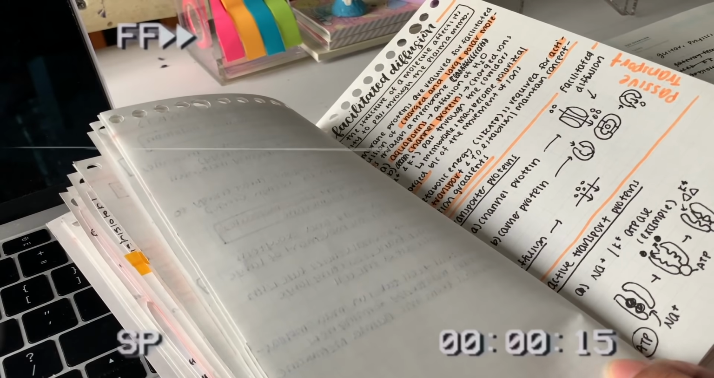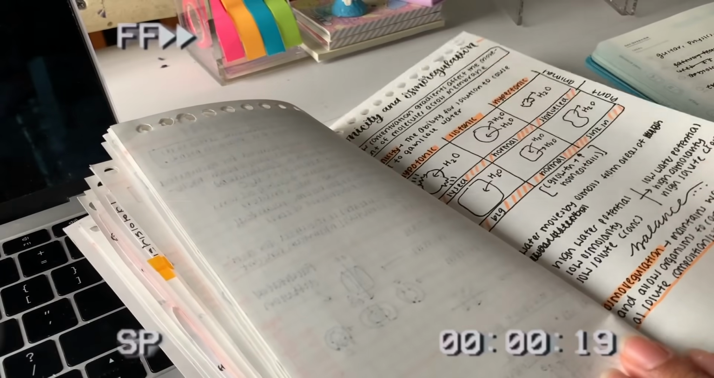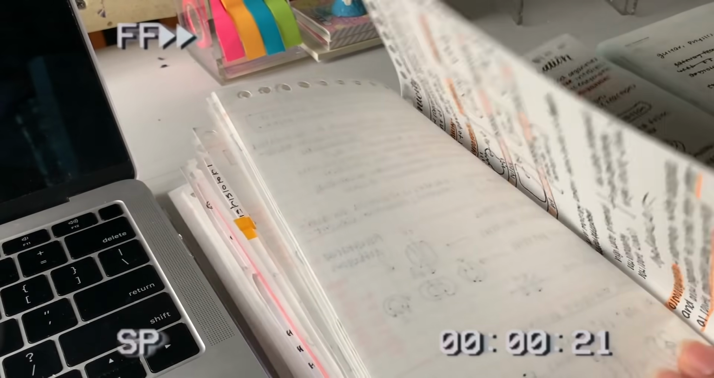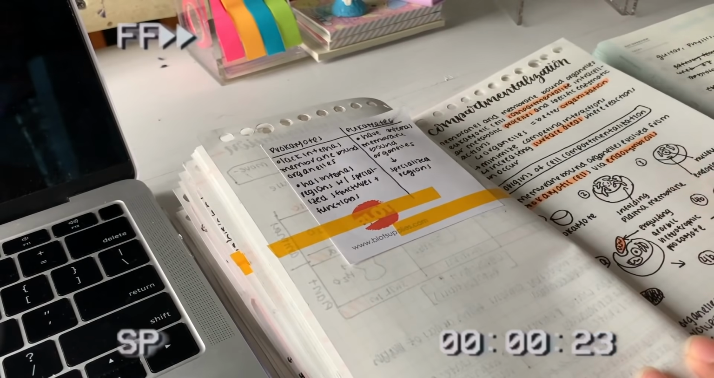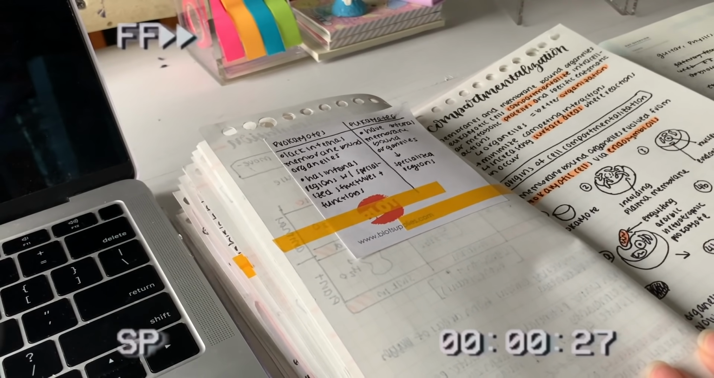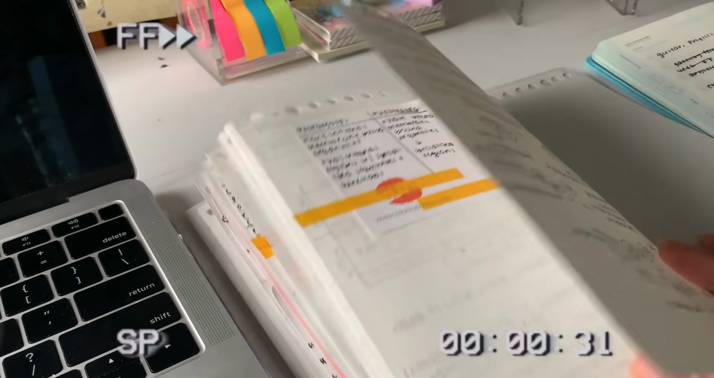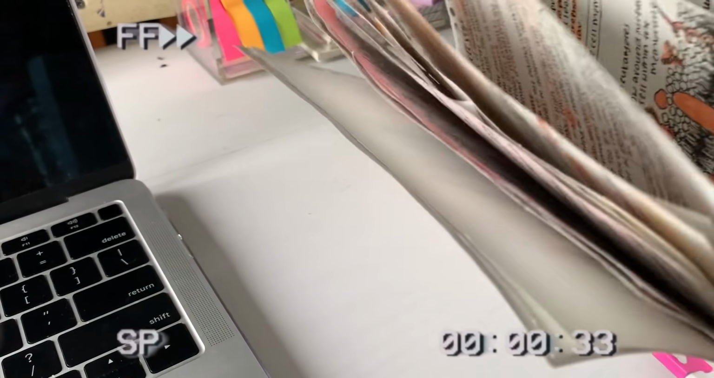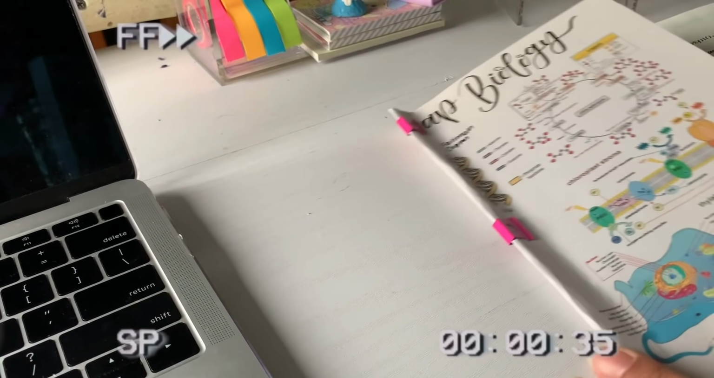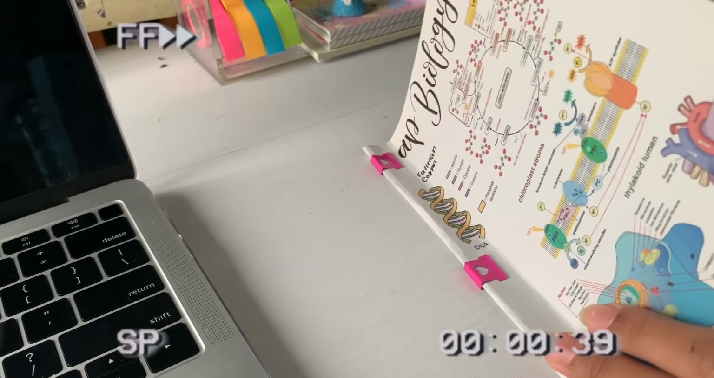I had a really fun time drawing out the diagrams. It was one of my favorite parts of making this book, and I liked how I was able to condense the information, because I have about 3 books full of information, and being able to condense it into a couple of pages is honestly very helpful. But yeah, that was the whole AP Bio 2 units in this little book.